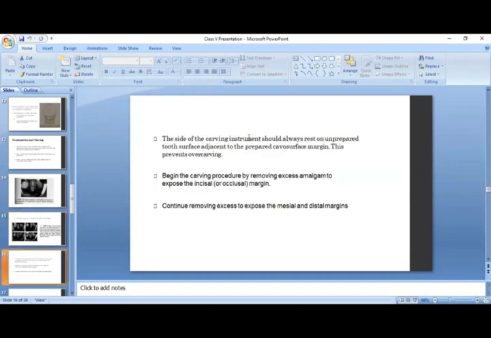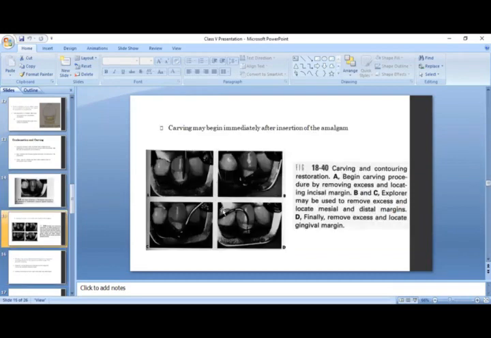Okay, now how are we going to carve the restoration? There is a way that we are going to carve. For example, this is the filling material. We need to start from the area that is not filled with the restoration, starting from that area and going in that direction, like what they are doing. We are not supposed to rub like that on the restoration. We need to start carving from the unsupported area of our restoration.